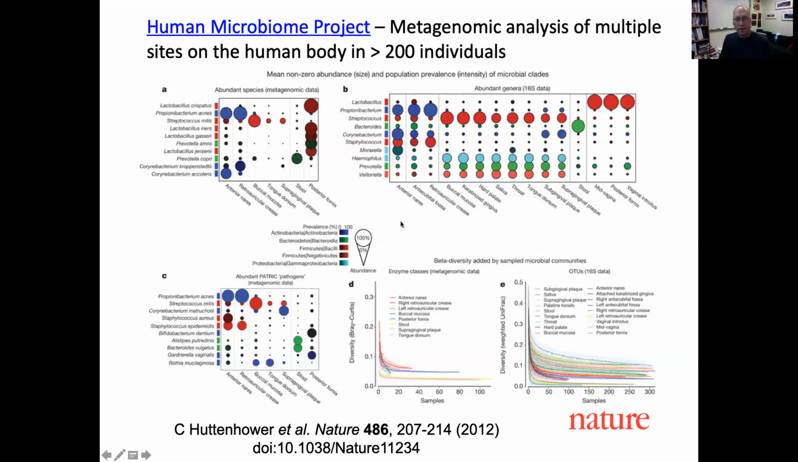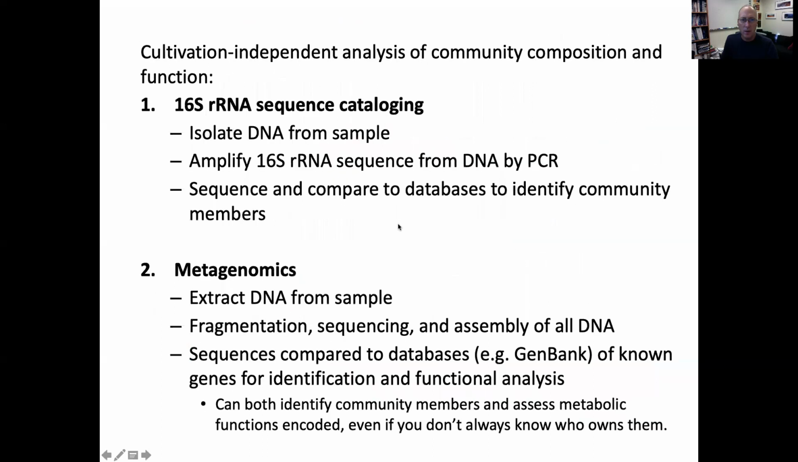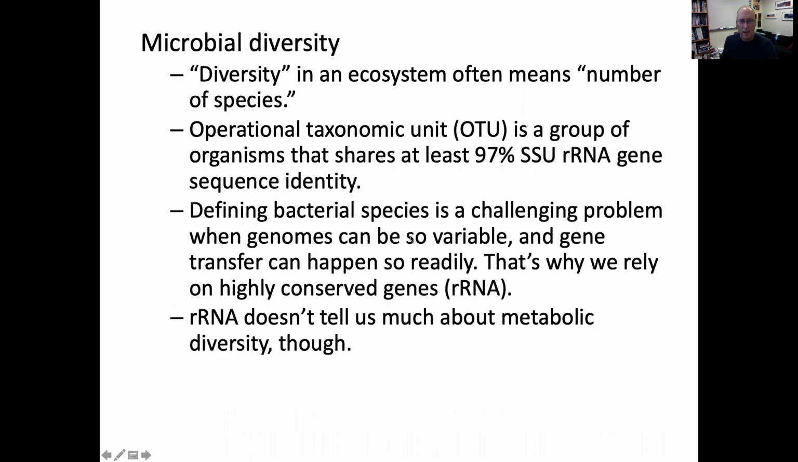So as the previous slides mentioned, there are 2 approaches that were used in this paper. So there's cataloging who's in the population using the 16S ribosomal RNA sequences, which you amplify by PCR. And then there's just basically sequencing all the DNA.